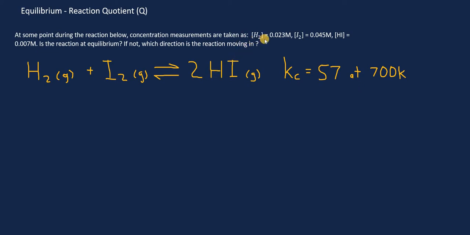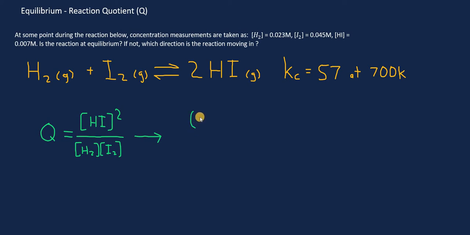So the question gives us these concentrations, and we need to use these concentrations to calculate Q. Let's go ahead and look at how we would set up our equation for Q. This would be your generic setup for Q for this reaction. We've got the concentration of HI squared divided by the concentration of H2 times the concentration of I2. And we're going to plug our numbers in from the question to solve for Q.